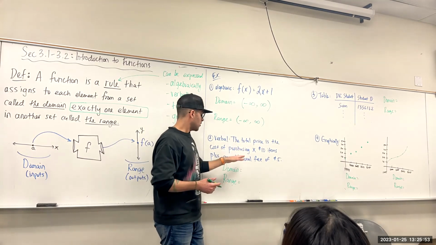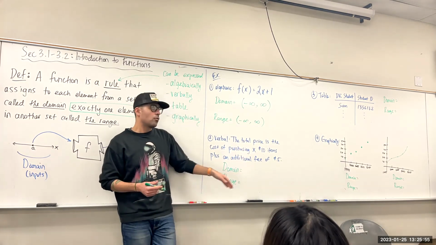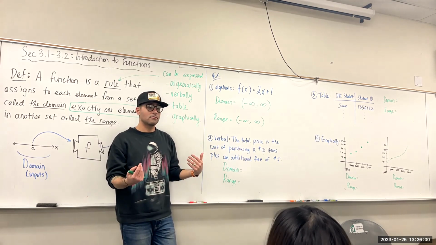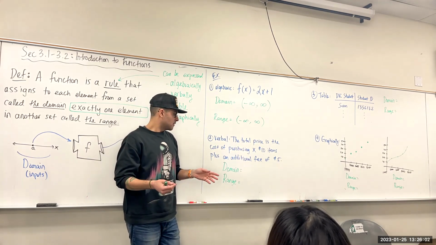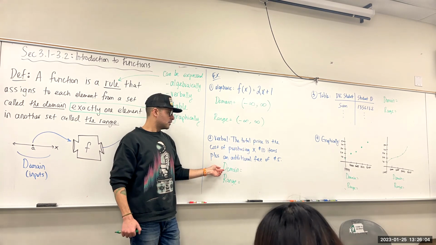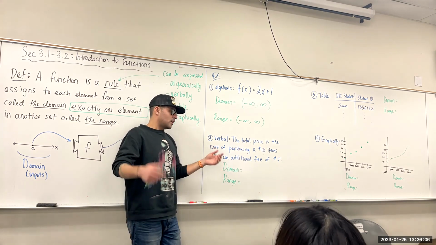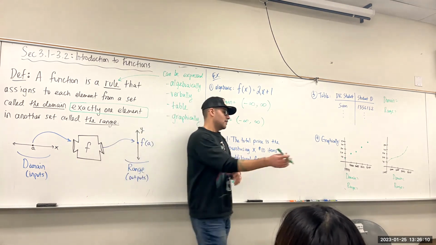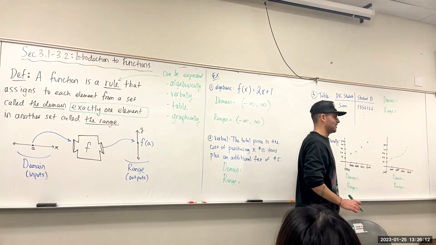Okay, so then if that's your domain, is there a smallest number of items? 0. It would be 0. But then why would you pay the additional fee? $5. The government just wants you.